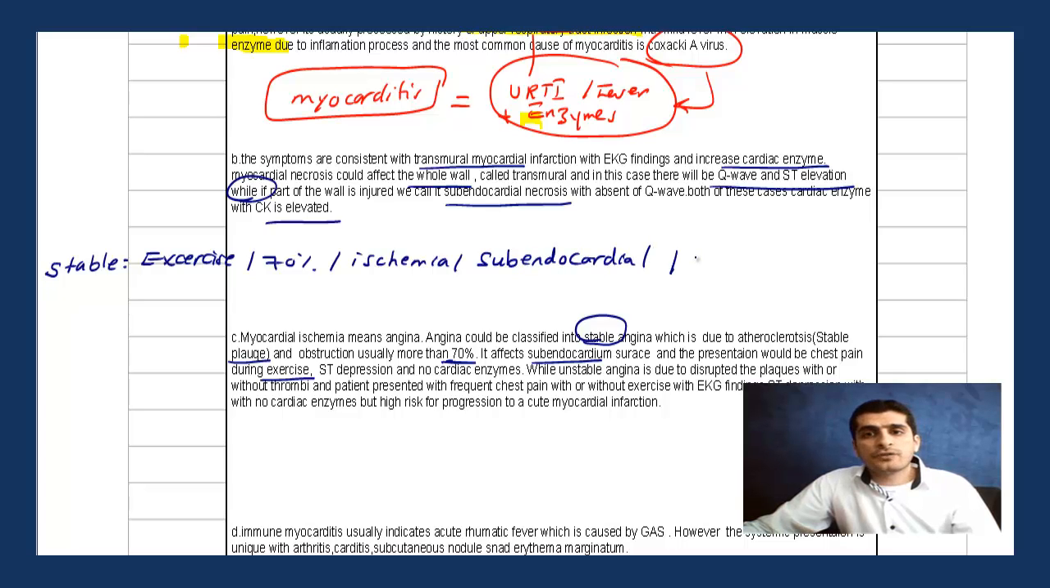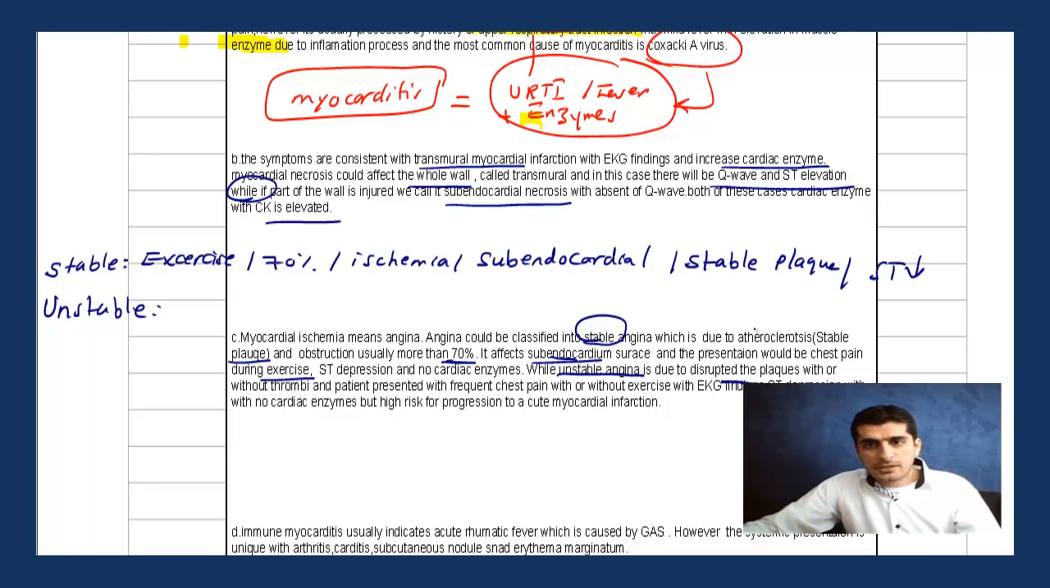And the cause is a stable plaque, right? Now look at unstable. Try to read it. Plus ST depression, sure. ST depression, no cardiac enzymes. There is no cardiac enzyme, while unstable angina is basically a disrupted plaque formation. So instead of stable, you can say unstable plaque, which is basically disrupted plaque formation, right?